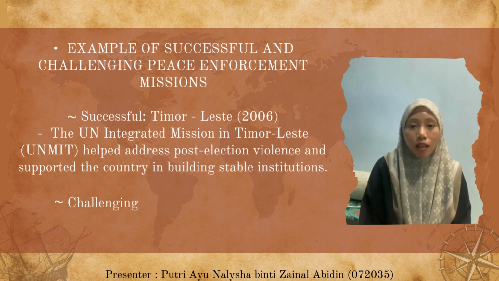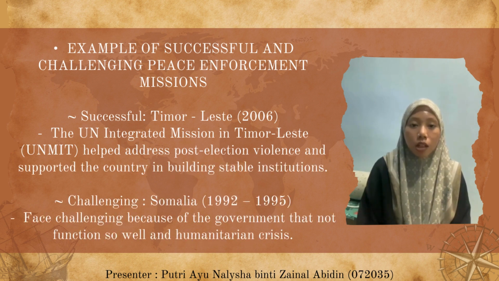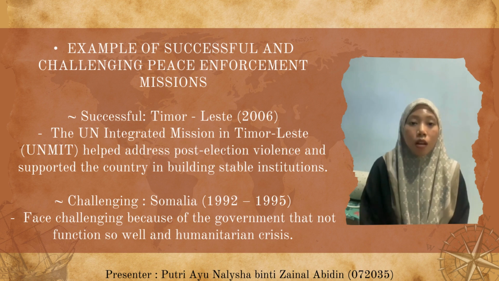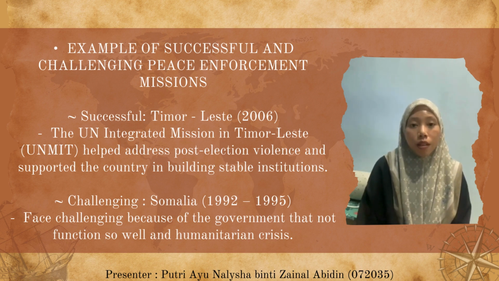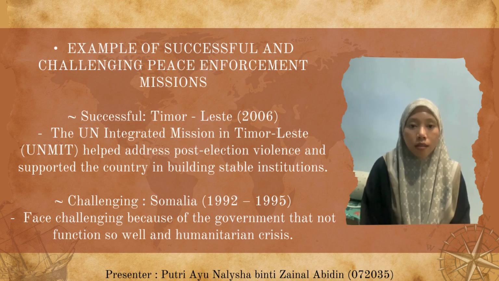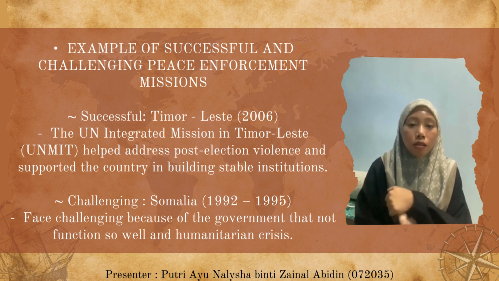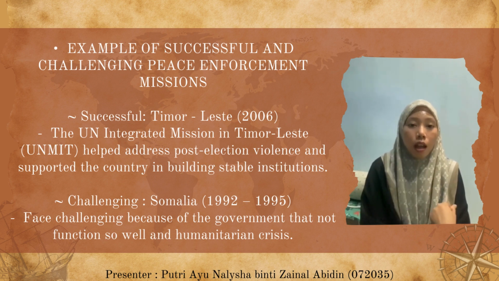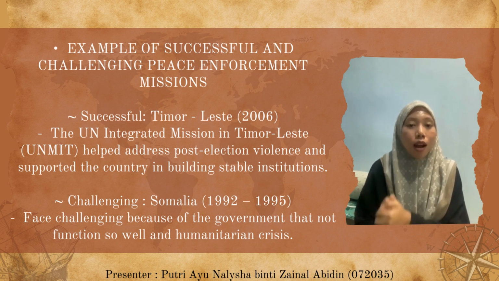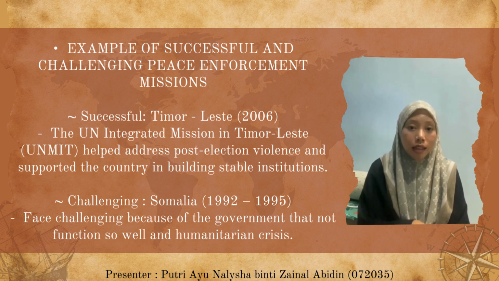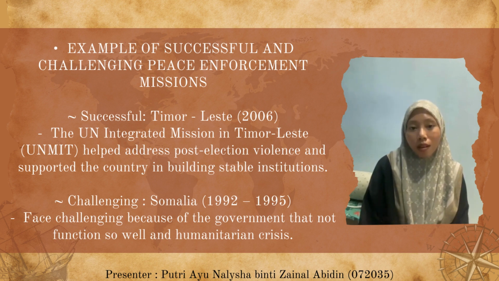Last but not least, I will explain about examples of successful and challenging peace enforcement missions. For the successful, it can be seen through the Timor-Leste case that happened in 2006. In this case, the UN Integrated Mission in Timor-Leste, called UNMIT, addressed post-election violence and supported the country in building stable institutions. And for challenging, it can be seen through the Somalia case that happened from 1992 until 1995. In this case, they faced challenges because of a government that did not function well and a humanitarian crisis.